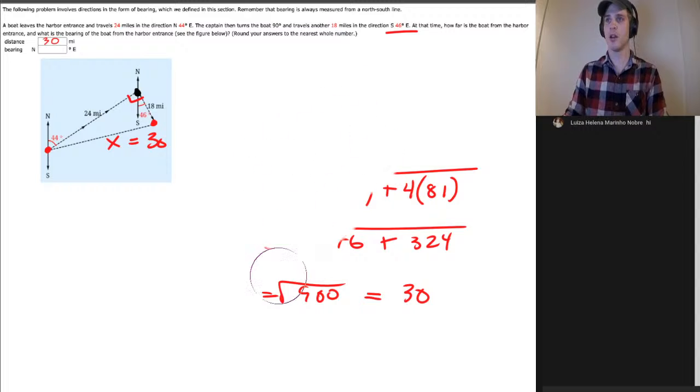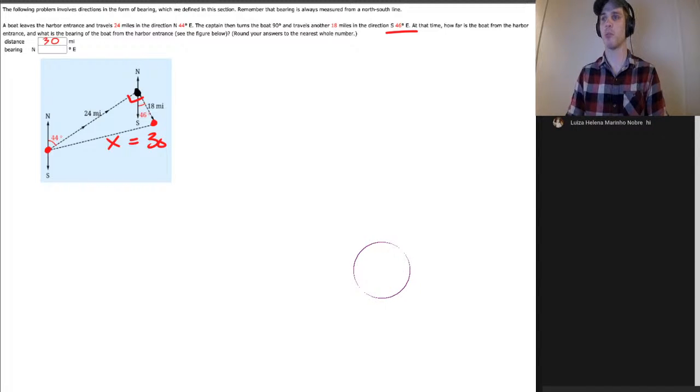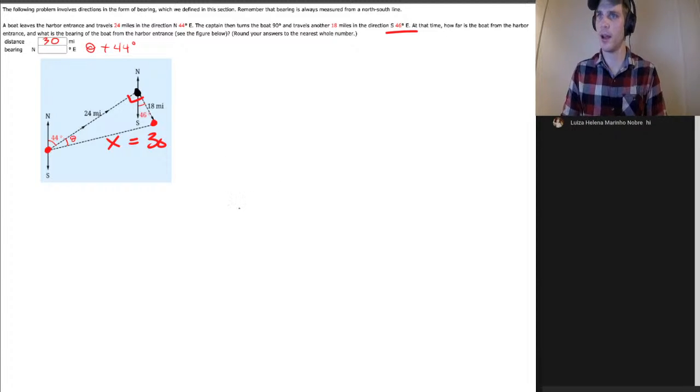And then we want to know the bearing from the harbor to where the boat is currently at that point that we just found the distance to. So we need to figure out this little angle here. Let's call it theta. And we're going to add that to 44. So this is equal to theta plus 44. That's what we're looking for.